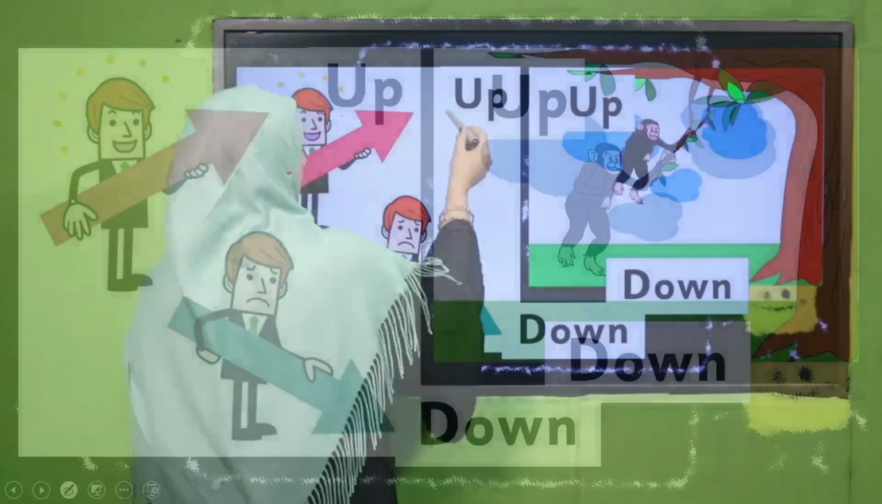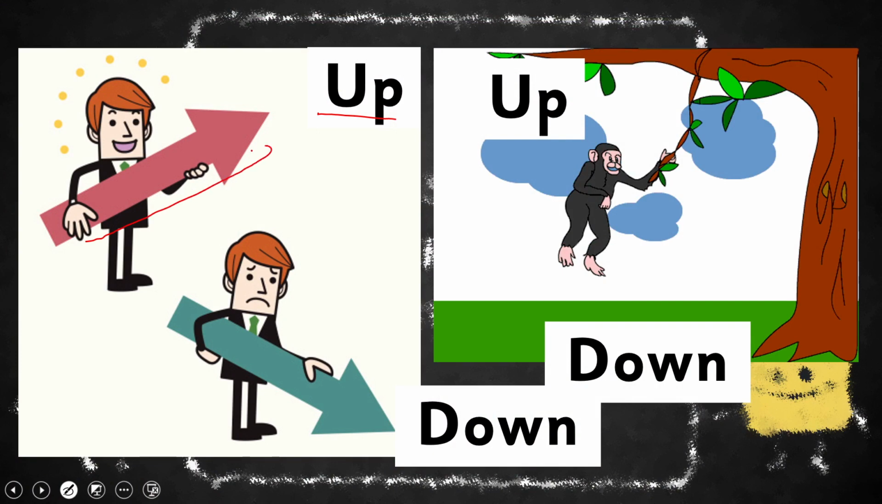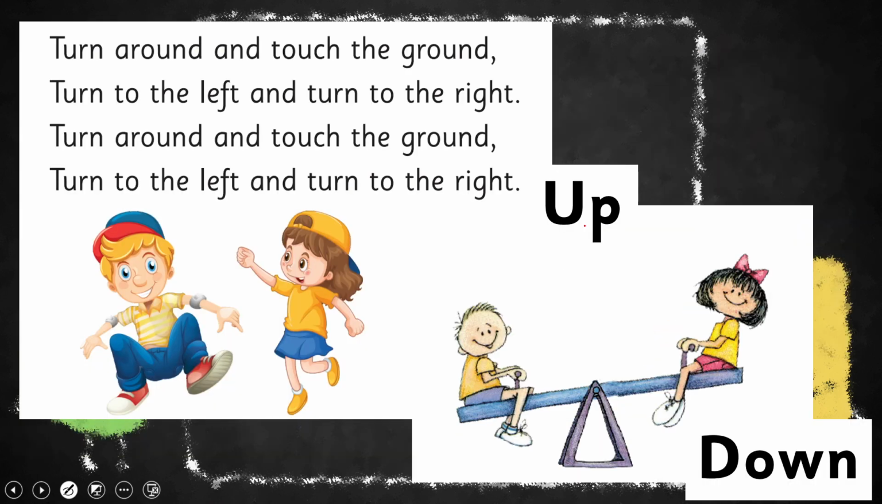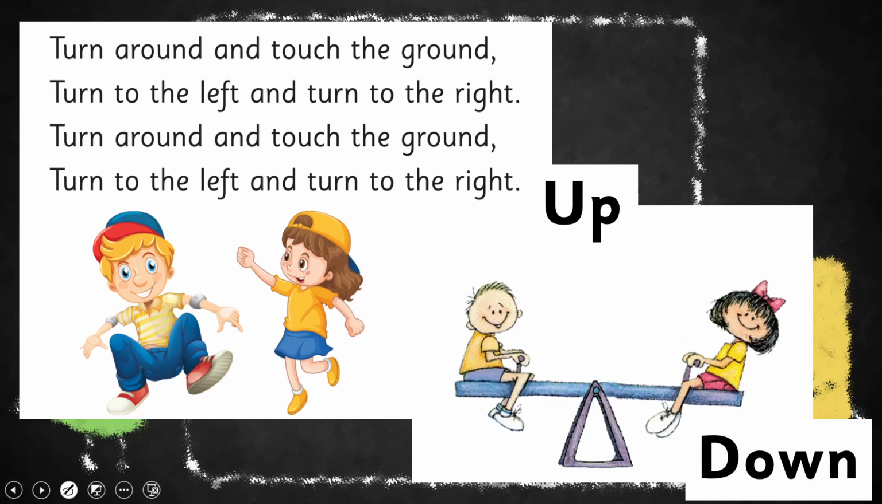Next, up. This is up, the arrow is showing, okay, and down. Up, you can see up, down. How this monkey is moving, have you seen that? Up, down. Next, you have to read with me.